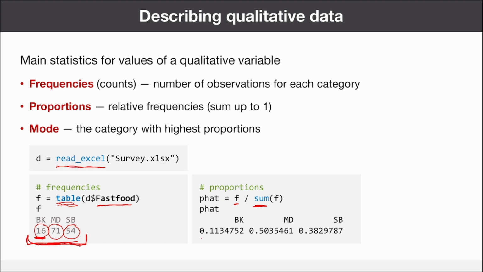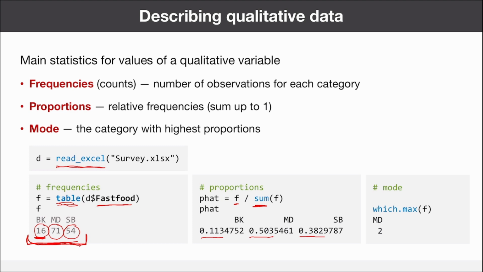So for example, this one, it's 0.113, it means 11.3% of students selected Burger King, and then this one is 0.543, so it's almost a half, a little bit more than a half of students selected McDonald's, and then you can see 38.3% of students selected, in my sample, Sunset Boulevard, and that's what we call proportion. So proportion is always expressed as a number between 0 and 1, but the meaning is it's a percentage. Okay. Finally, mode. Mode is a category that has the highest frequency or highest proportion.